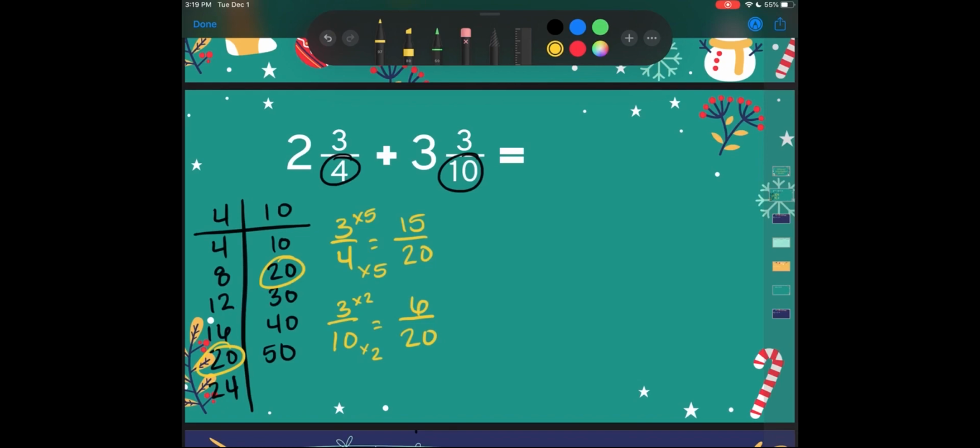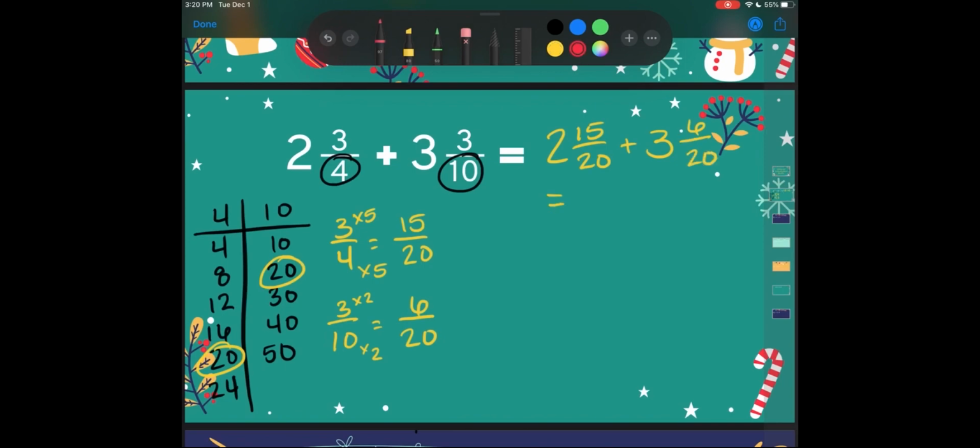So now I've got my new equivalent fractions. They're going to take the place of their old fractions. So instead of it being 2 3/4, it's now going to be 2 15/20 plus, instead of 3 3/10, it's now going to be 3 6/20. And now we can solve that.